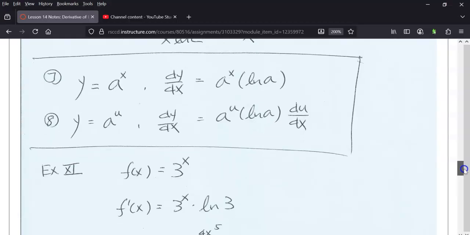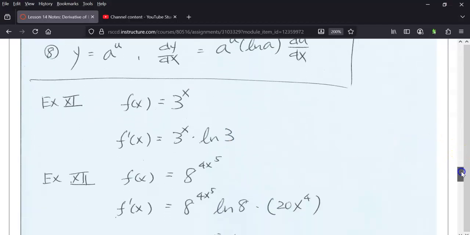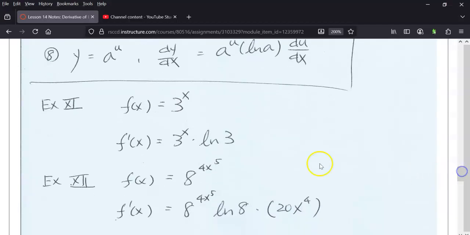Let's put this in practice. If f of x equals 3 to the x power, then f prime of x, the derivative, will equal 3 to the x times ln of 3. Let's do something a little more complicated. If f of x equals a to the (4x to the 5th power), this whole 4x to the 5th power is the exponent. When you take the derivative, you have pretty much the same thing, then ln of a times the derivative of this exponent, which is 20x to the 4th power.